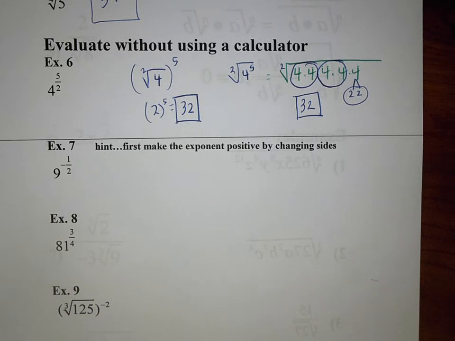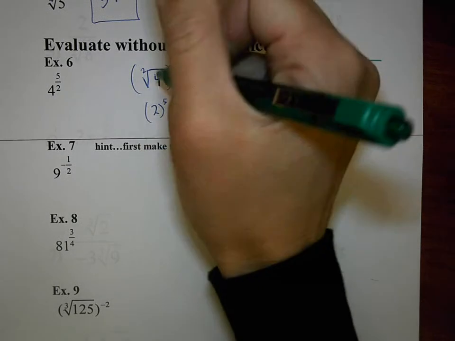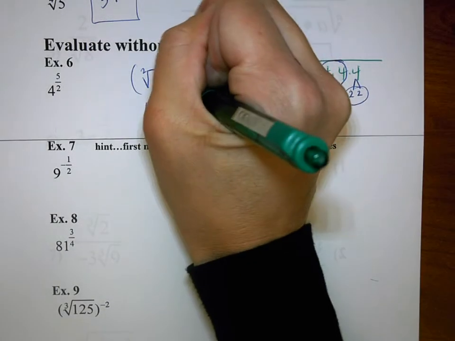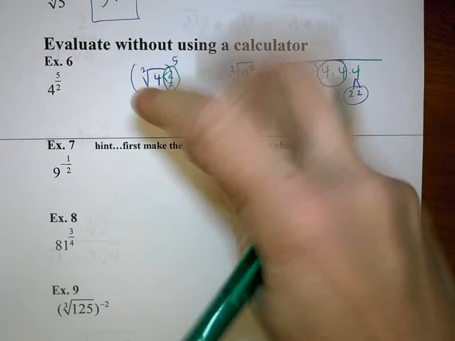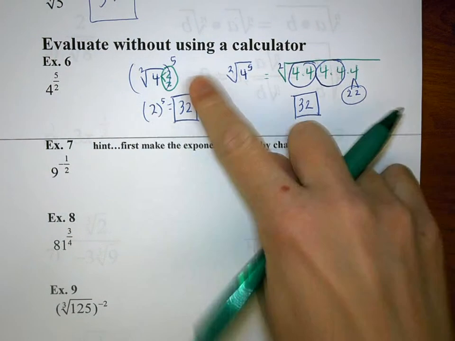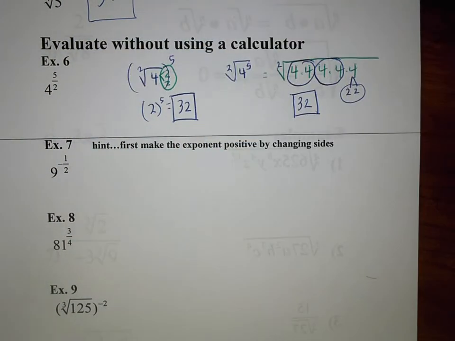Any questions on example 6? Oh, I'm sorry. Right here, the square root of 4 breaks down to 2 times 2. So I had a pair of 2s that came out, and then to the 5th power, because we had our 5th power. Any other questions?